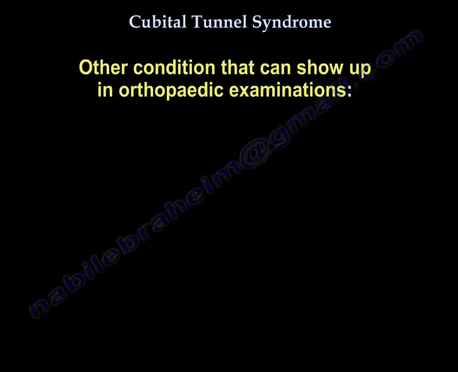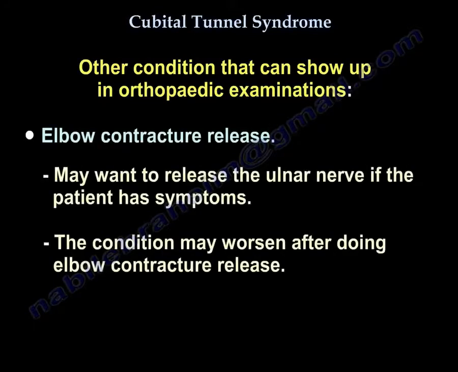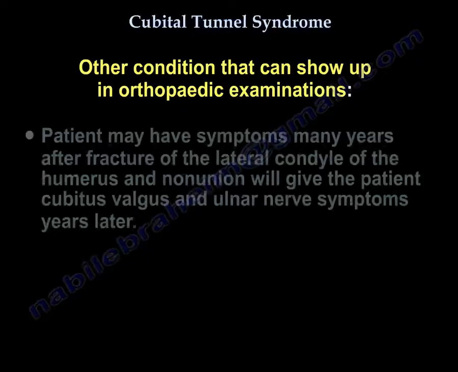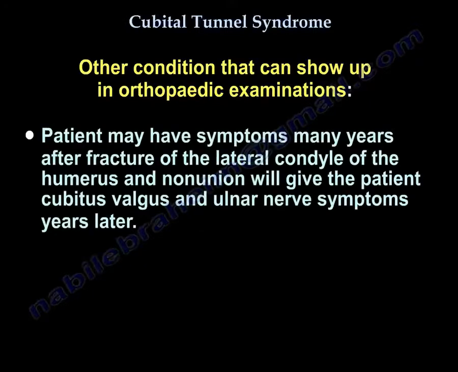Other conditions that can show up in orthopedic examinations: one is elbow contracture release. You may want to release the ulnar nerve. If the patient has symptoms, the condition may worsen after you do elbow contracture release. Patient may get ulnar nerve symptoms many years after a fracture of the lateral condyle of the humerus, and non-union, which will give the patient cubitus valgus and ulnar nerve symptoms years later.